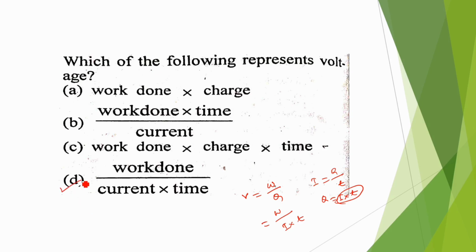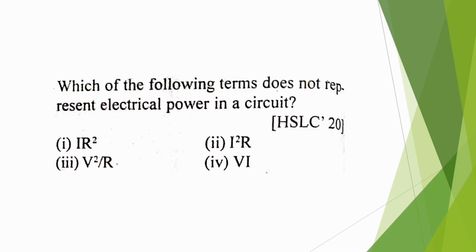So which of the following represents voltage? The correct option will be work done divided by current into time. So we'll proceed with the next question now. This question is also very important. It is always coming in examination. It has come in HSLC 2020. Which of the following terms does not represent electric power in a circuit? Options are given to you: IR square, I square R, V square divided by R, and VI.